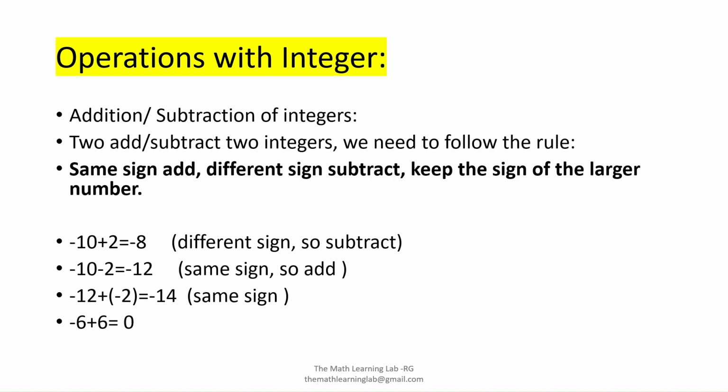Like I showed in the slide, negative 10 plus 2 is negative 8. Because 10 and 2 have different signs, I subtract the numbers, which is 10 minus 2 is 8. Since 10 is negative, I take on the negative sign of the 10. So it's negative 8. Same way, negative 10 minus 2 is minus 12. These two have the same sign, so I add them. 10 plus 2 is 12, 10 is negative, so I just did minus 12, and so on.